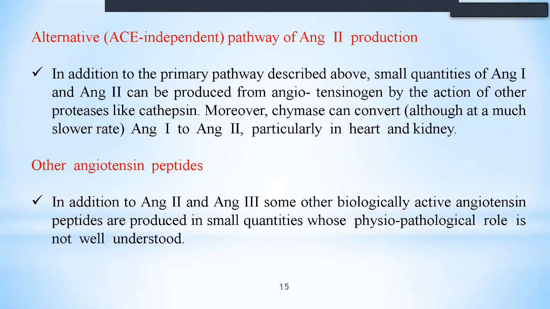So apart from this, there is an alternative pathway of angiotensin 2 production that you have seen in the diagram. In addition to the primary pathway described above, small quantities of angiotensin 1 and 2 can be produced from angiotensinogen by the action of other proteases like cathepsin. And moreover, kinases can convert angiotensin 1 to 2, particularly in the heart and kidney. So because of this, the cardiac rate will be increased, and also in the kidney.